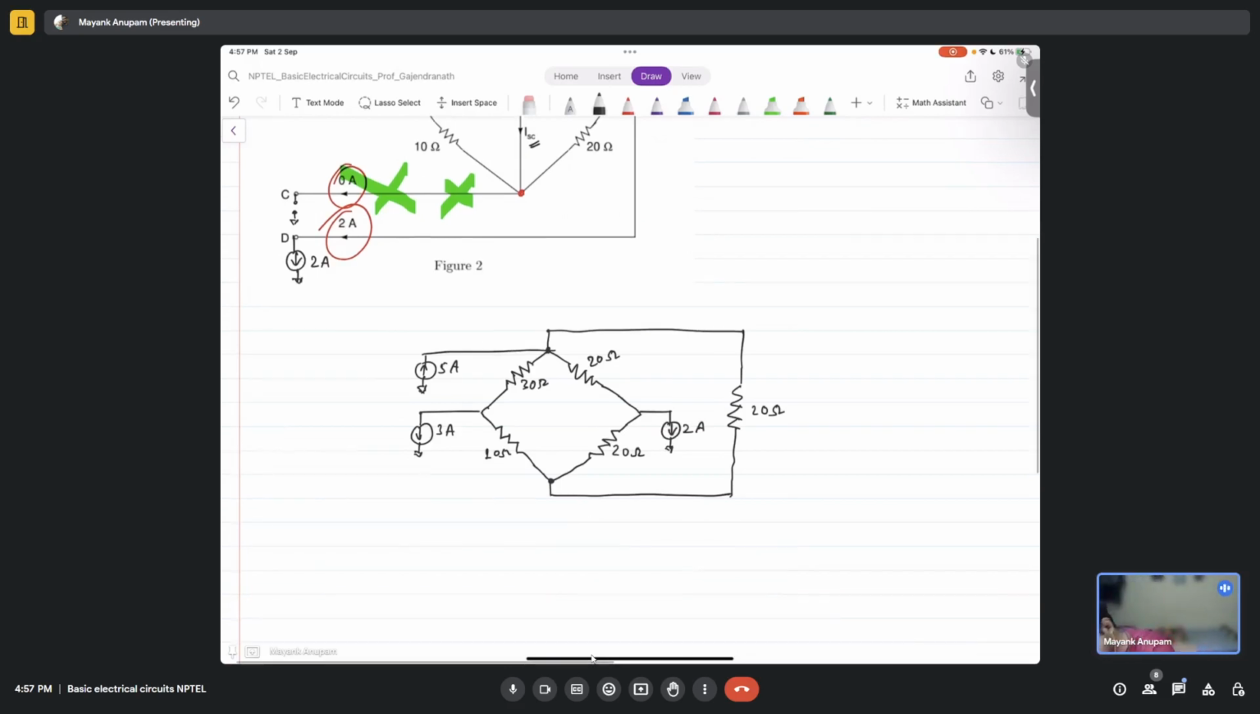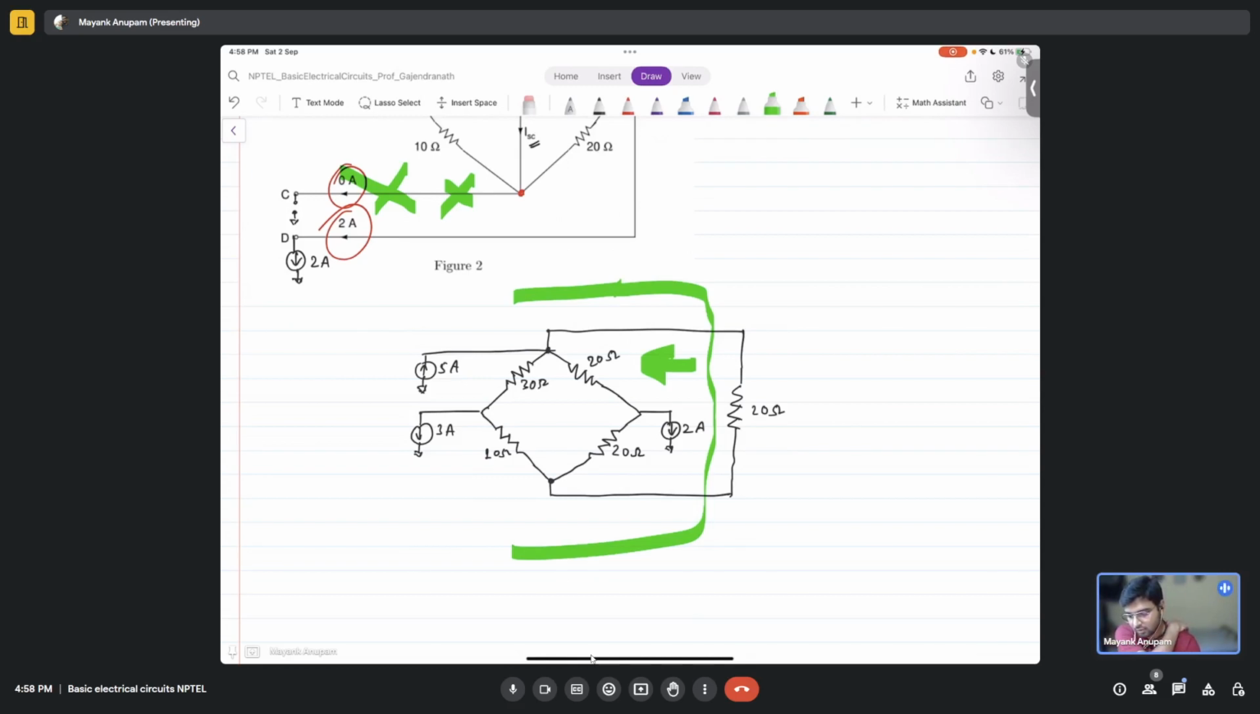So if you look closely, everything connected to the left of this green boundary that I have drawn contains only independent sources and resistors, right? Is that correct? Yes, sir. So what we can do is write a Thevenin's equivalent, or Norton's equivalent, whatever you prefer. You can always do that, right?